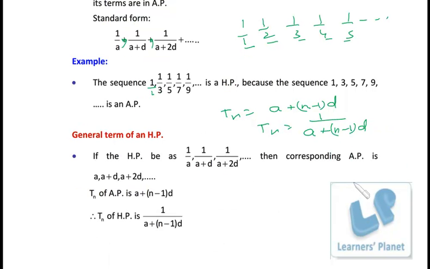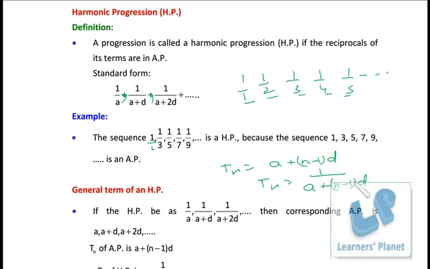We cannot find the sum. There is no specific formula to find the sum of all the terms of an HP, right? So no need to bother about it. You just have to understand that these are just the terms of an AP. If we take their reciprocals, we'll get the terms of an HP, that is harmonic progression.